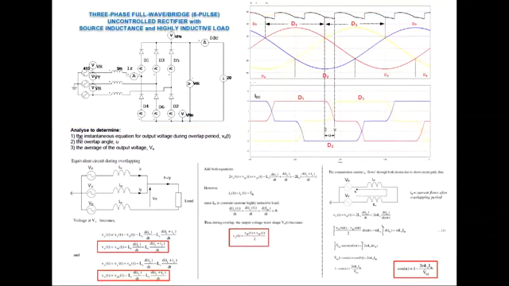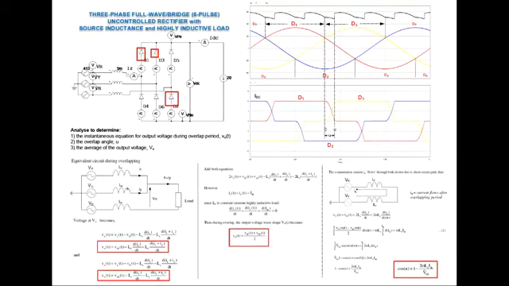Right. So let's start with how to get the instantaneous equation for the output voltage during the overlap, Vout(t). To do that, we need to consider the equivalent circuit during the overlapping period. We see that D1 is on, D3 is on, as well as D2 is on in the bottom group.